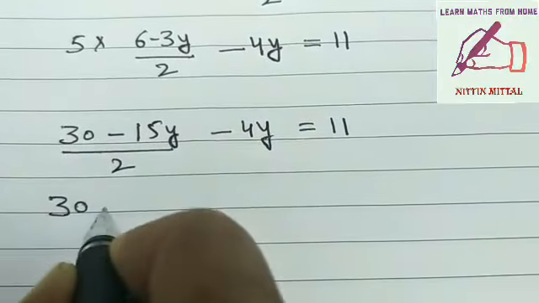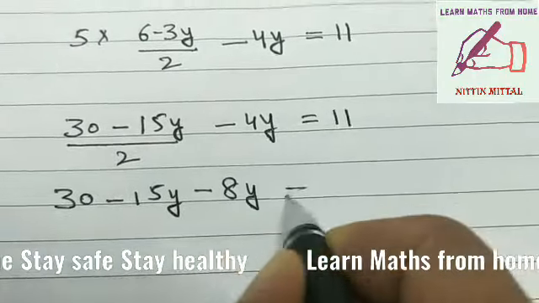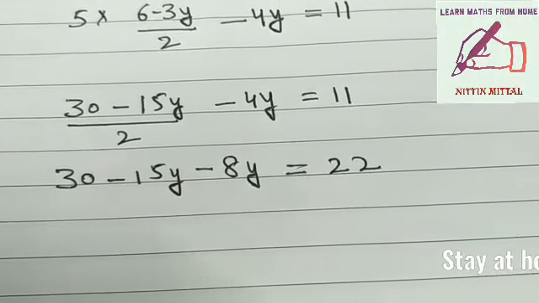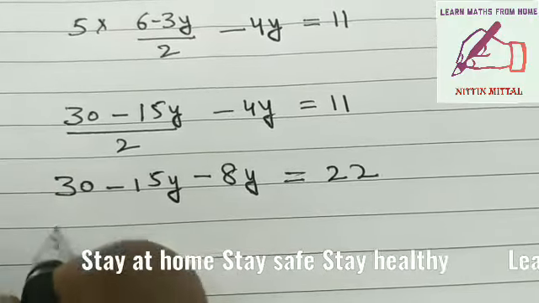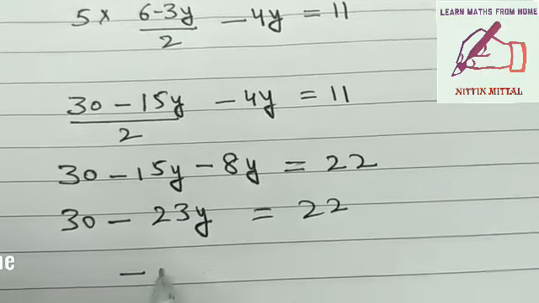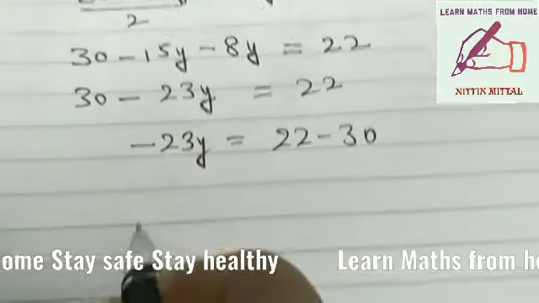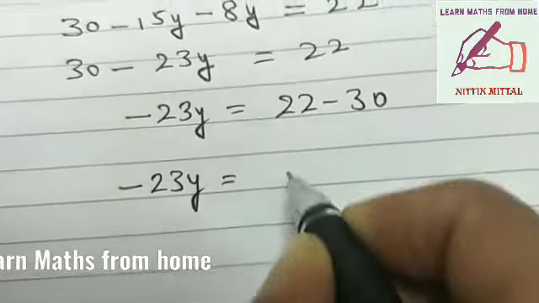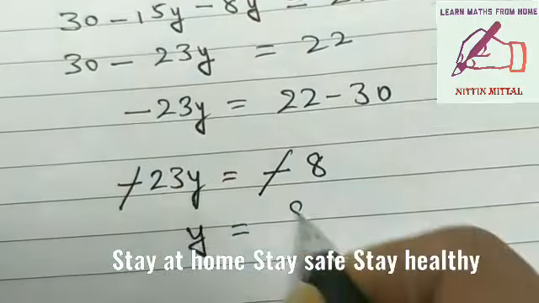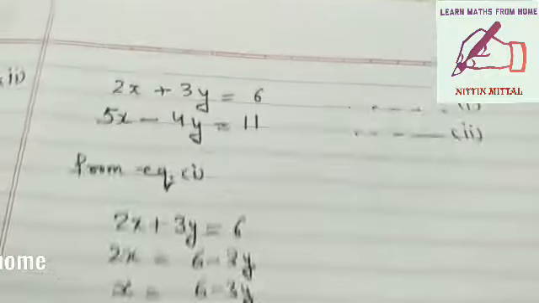We can take the LCM: 30 minus 15y, 4 twos are 8, 8y over 2. We can take the 2 to the other side. It will make 11 times 2, which is 22. So 2 elevens are 22. Now solve the like terms. It is 30 minus 23y equal to 22. Minus 23y is equal to 22 minus 30. And further, minus 23y is equal to minus 8. The minus can be cancelled. y will come 8 over 23.